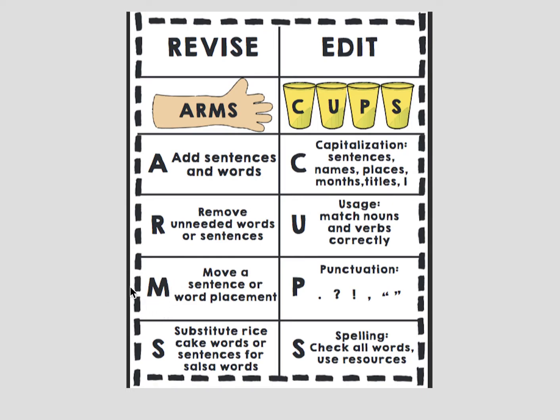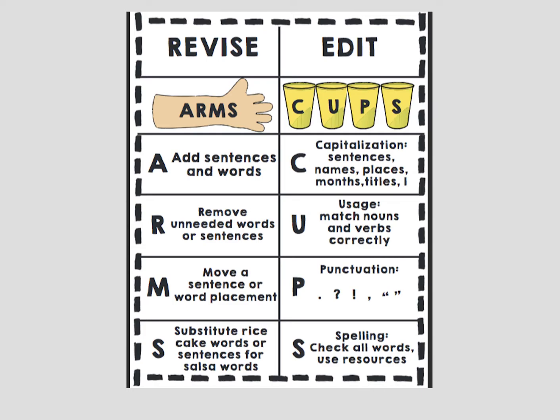The M stands for move a sentence or word placement. Okay, so maybe I don't need to add anything or take anything away. Maybe I just need to move it around so it makes more sense in a different place. Okay. Finally, the S stands for substitute. This says substitute rice cake words or sentences for salsa words.